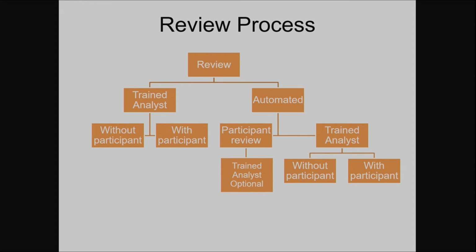And so every method that's doing images at this point in time needs to have some kind of review process in it. And that review process can be a trained analyst with or without the participant. It can be automated, and then the participant does that review with a following trained analyst, or a trained analyst does it with or without the participant. But at this point in time, some method like this has to be incorporated in any of these methods if you do indeed want to try to collect as much food and beverage information as possible.